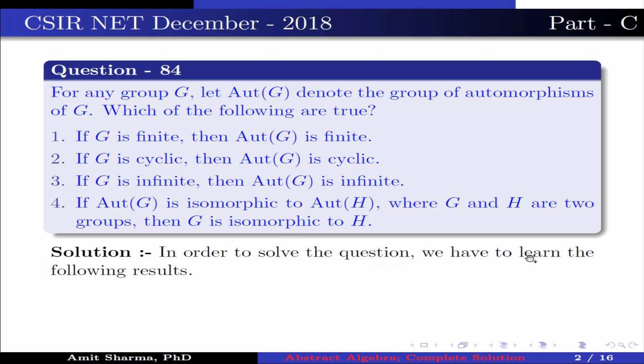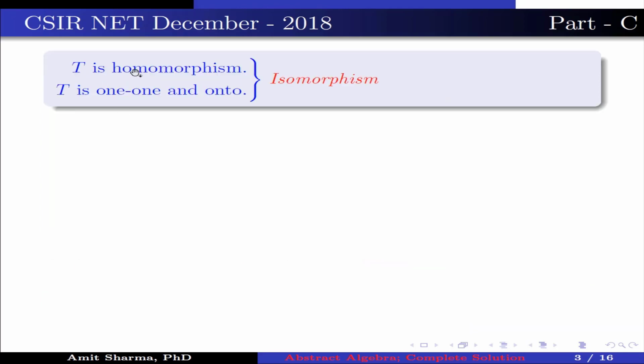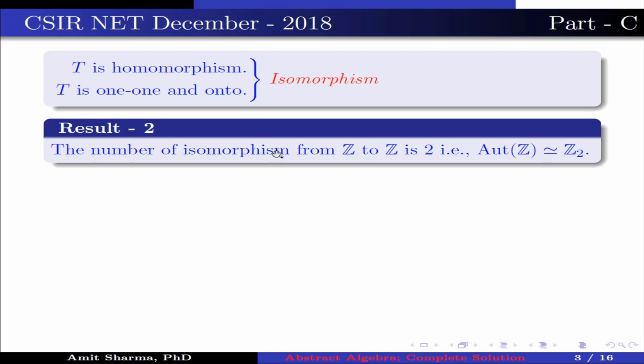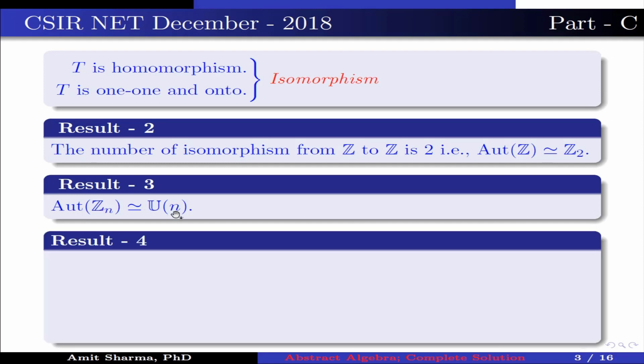In order to solve the question, we have to learn the following results. Result number 1. A mapping T from G to G is said to be an automorphism if T is a homomorphism, T is 1-1 and onto. It is known as isomorphism. Result number 2. The number of isomorphisms from Z to Z is 2. That is, Aut Z is isomorphic to Z2. Result number 3. Aut Zn is isomorphic to Un.